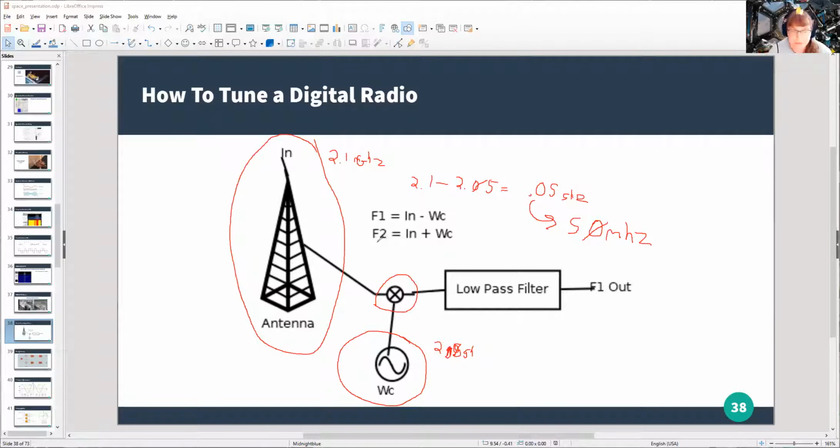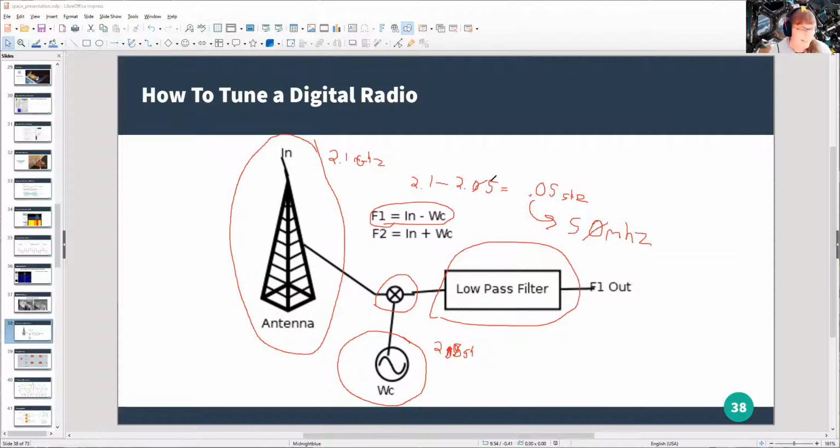Now, of course, we actually get two things. We get the minus and the plus. But if we use a low pass filter, so we say anything over, say, 70 megahertz gets filtered out, all we get is this difference. So we've essentially taken the high frequency and turned it into a low frequency signal. And that's how we're able to get high frequencies through the USB.